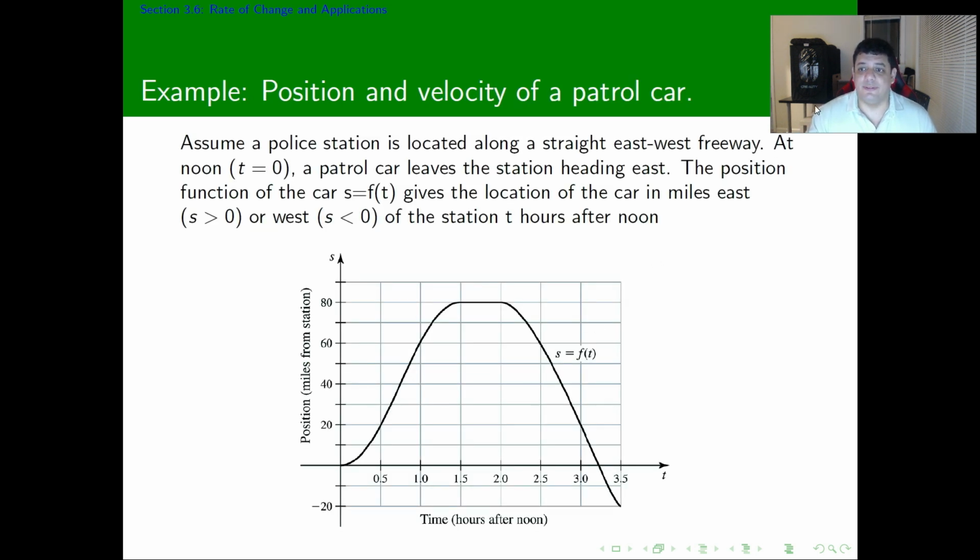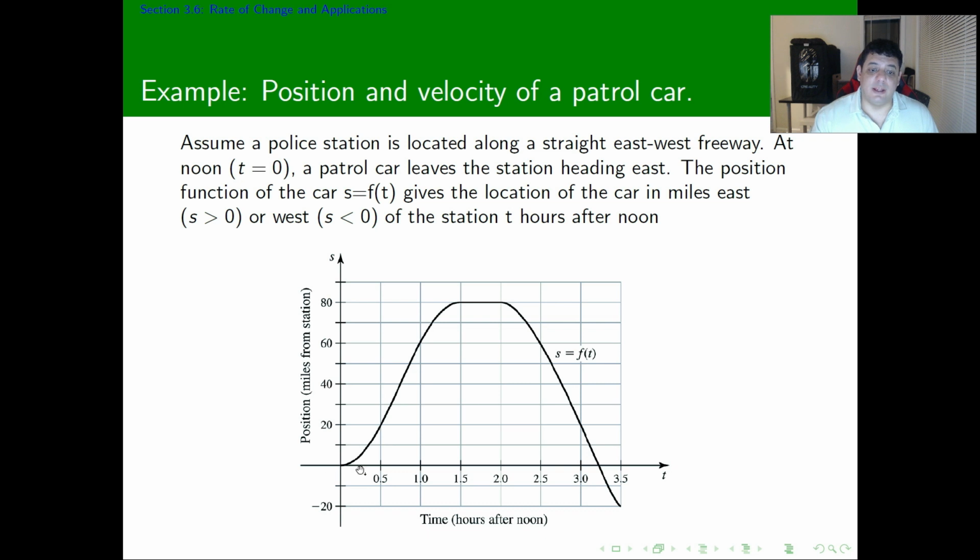One example of this will be to apply that to the position and velocity of, let's say, a patrol car. A police station is located along a straight eastway freeway at noon, so we call noon t equals 0, and a patrol car leaves the station heading east. The position of the car is given by the function s equals f of t and gives the location of the car in miles east if s is bigger than 0 or west if s is less than 0.